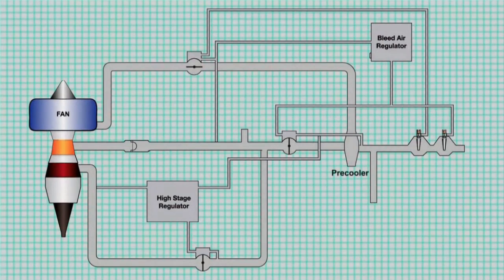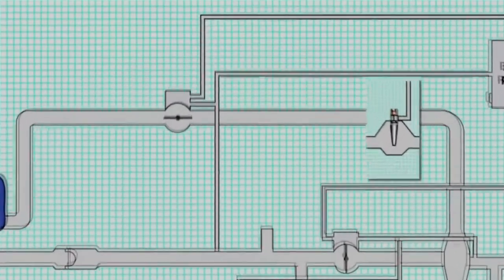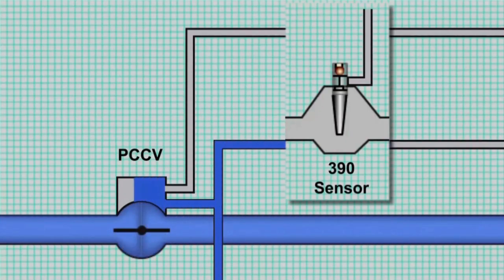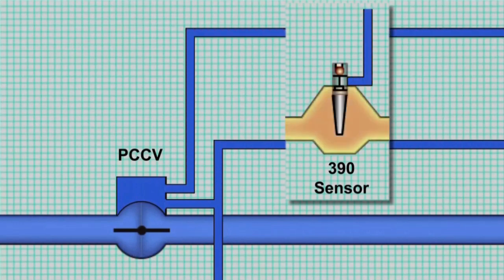As we saw earlier, the pre-cooler is an air-to-air heat exchanger that uses engine fan air to cool the bleed air. The pre-cooler control valve or PCCV and the 390 sensor control fan air to the pre-cooler. When the engine starts, the PCCV is open. The pressure rises above 10 psi. The PCCV starts to close as engine speed increases. So does the bleed air temperature.